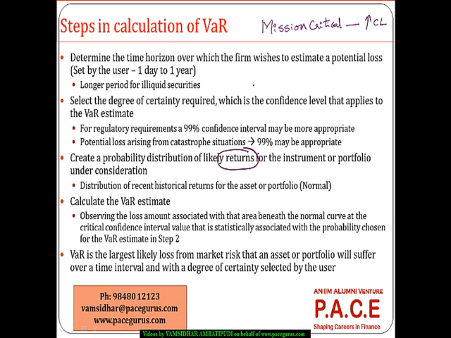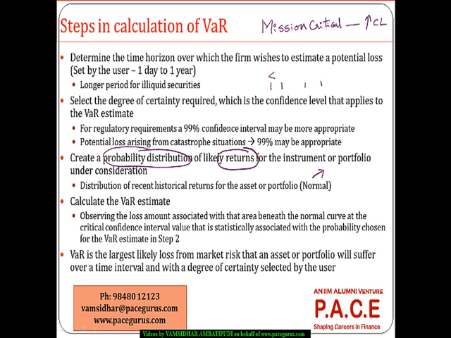Then the next thing, you look at the likely returns for the instrument. If I am taking daily data, take the daily return. If I am talking about weekly data, take the weekly return. But whatever the returns are, compute the probability distribution. Probably create a histogram. What is the chance that a return lies between this and this? Get a probability distribution of the likely returns of the instrument or the portfolio. So look at the historical returns for the asset or the portfolio. Are they following some kind of normal distribution?